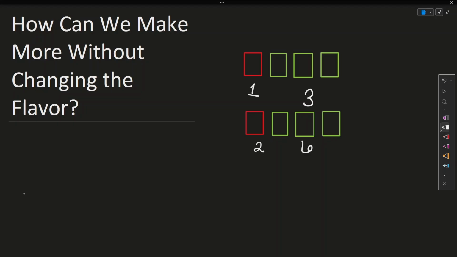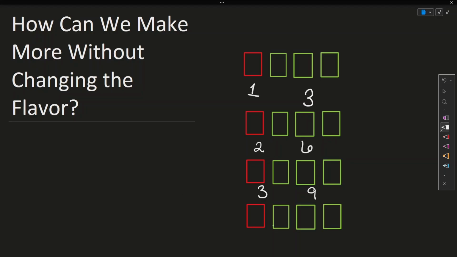You could also make even more by adding several more complete sets. If you added 3 complete sets, then we would have 3 containers of red punch and 9 containers of lemon lime soda. 4 complete sets would give 4 containers of red punch and 12 containers of lemon lime soda. Each time, the flavor stays the same because every red punch container is matched with 3 lemon lime soda containers.